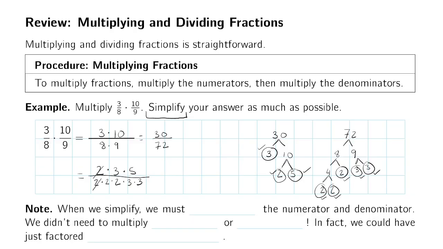So we'll cancel a pair of 2's, cancel a pair of 3's. In our numerator, we're left with a 5. In our denominator, 2 times 2 times 3. So 5 over 2 times 2 is 4, times 3 is 12. When we take 3/8 times 10/9, we get 5/12.